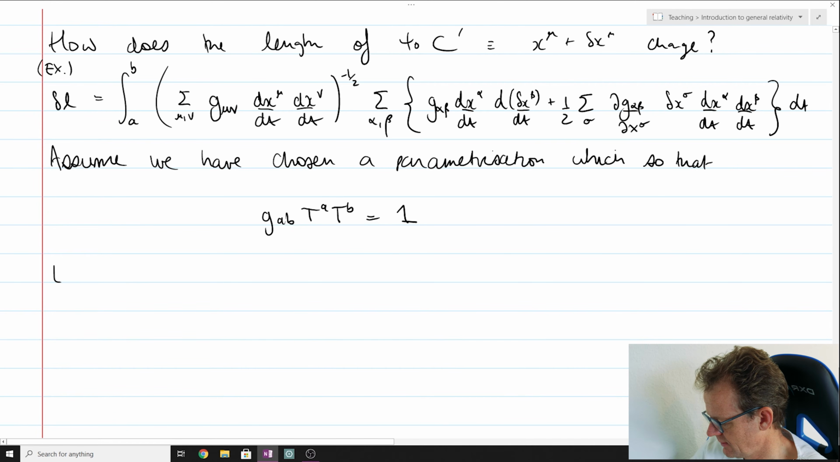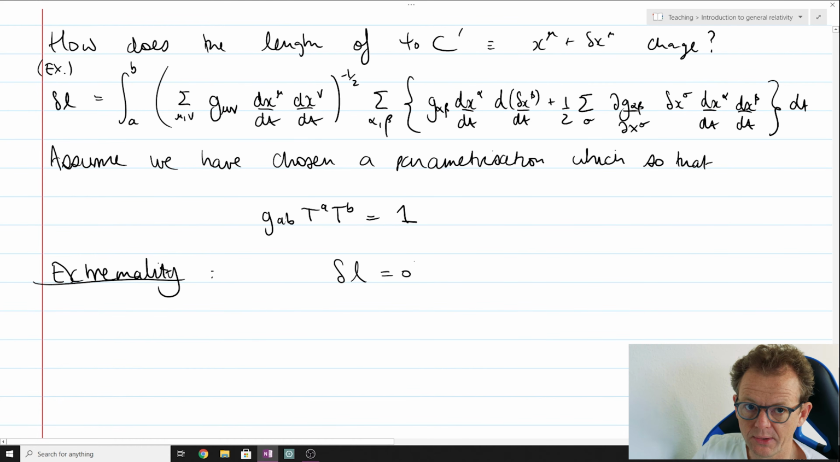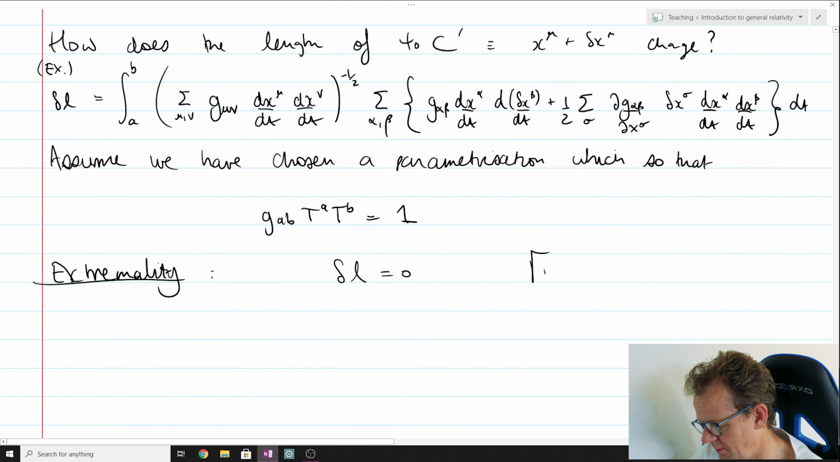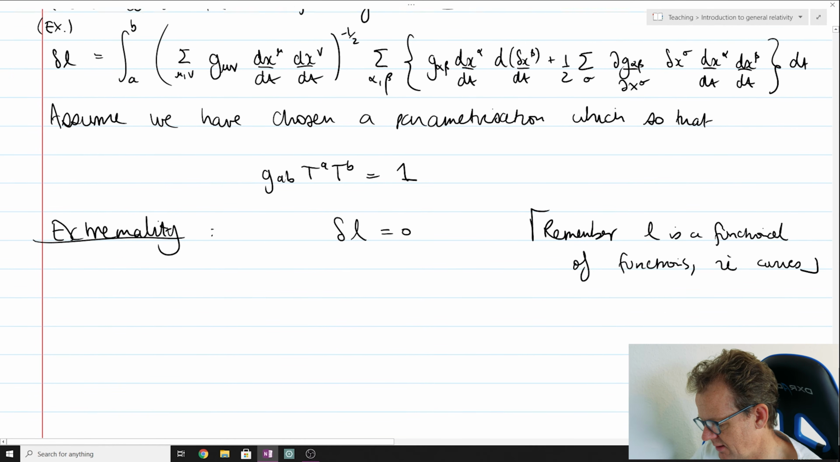Now, let's test, are geodesics special when it comes to length? So extremality, what does that mean? That means that if you compute the change in something, that change is 0 at a point. And the point in this case is a curve. So you've got to remember, we're doing variational calculus here, L is a functional of functions, i.e. curves. So L, the length, is a machine.